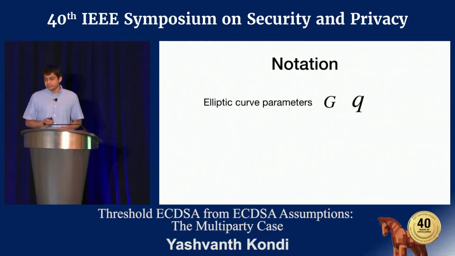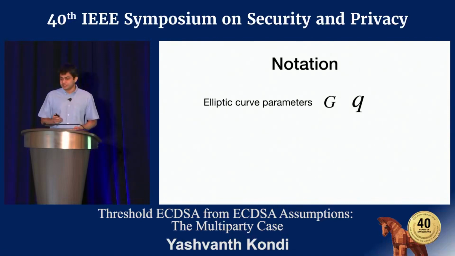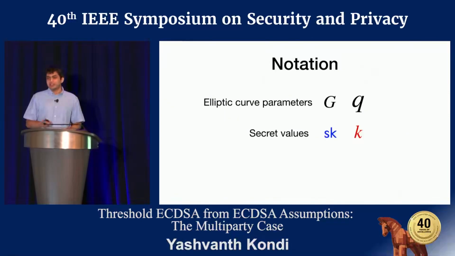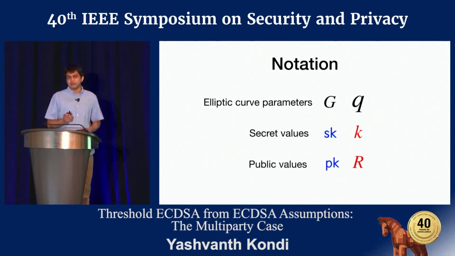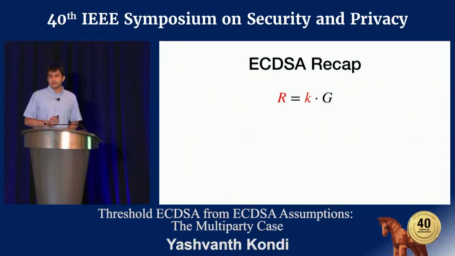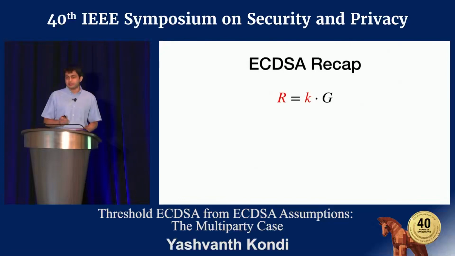A quick look at notation. The elliptic curve is going to be generated by capital G and is of order Q. And the secret values in the system are the secret key, which lasts for the lifetime of a particular setup, and an instance key K, which is ephemeral. The public values, which are visible to the rest of the world, are the public key PK and the signing nonce R.